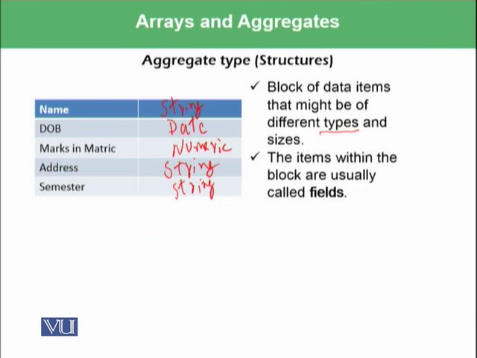However, in an aggregate, different variables or different data elements could be of different types, and such items within the block are usually called fields, and aggregates are known as structures in C++, which you will be studying in the next course.